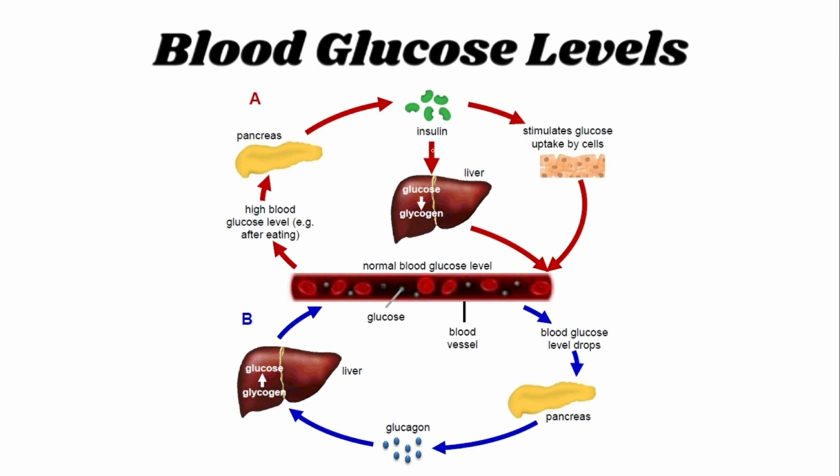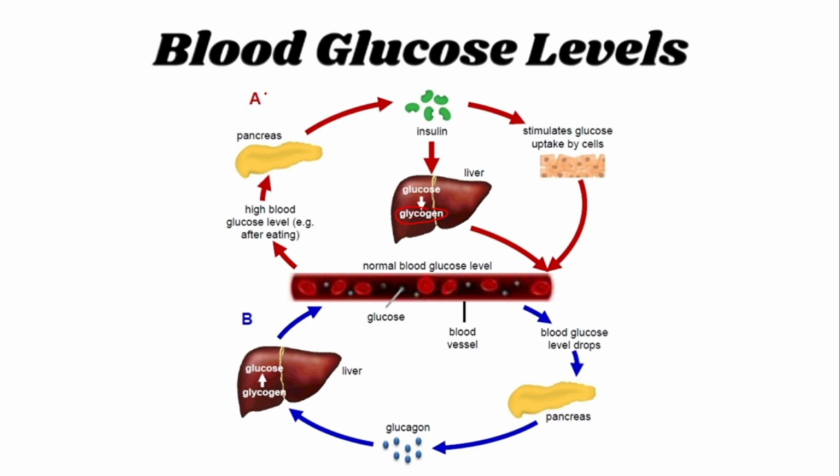Okay, so can you see here we have insulin, and the liver plays a very important role. Insulin will convert glucose into glycogen. Glycogen is a stored form of glucose, right? And glycogen will then be converted back into glucose if your body needs glucose, which basically happens in feedback loop B.